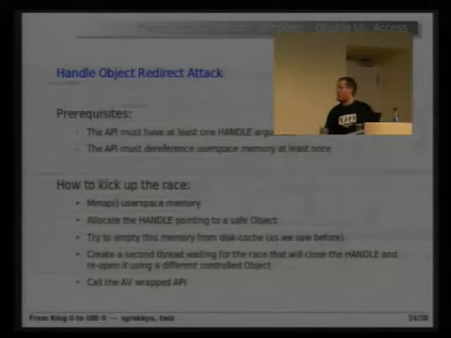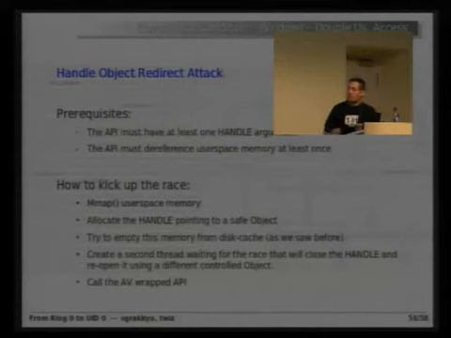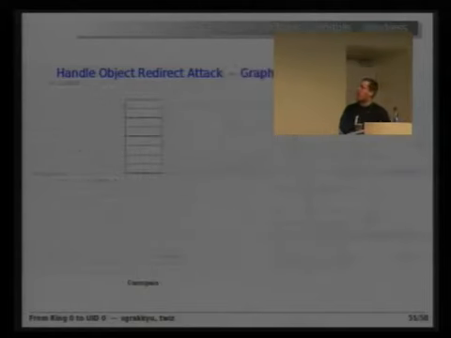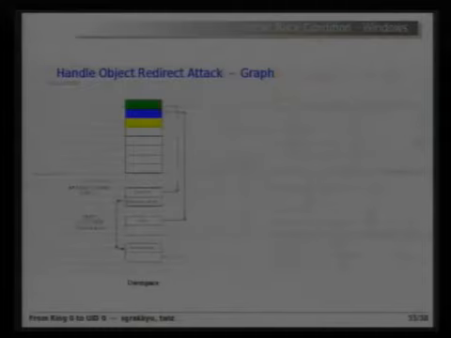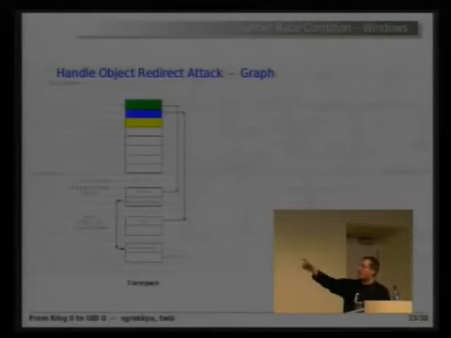Create a second thread waiting for the race that this time doesn't recreate a structure, but simply closes the handle that we have passed and reopens it using a different controlled object, now the object we really want to write to. Here's the graph, and this shows the whole flow more clearly. This is the free argument, the handle in yellow, and the other two are pointers to user space data, the Unicode struct and the address.